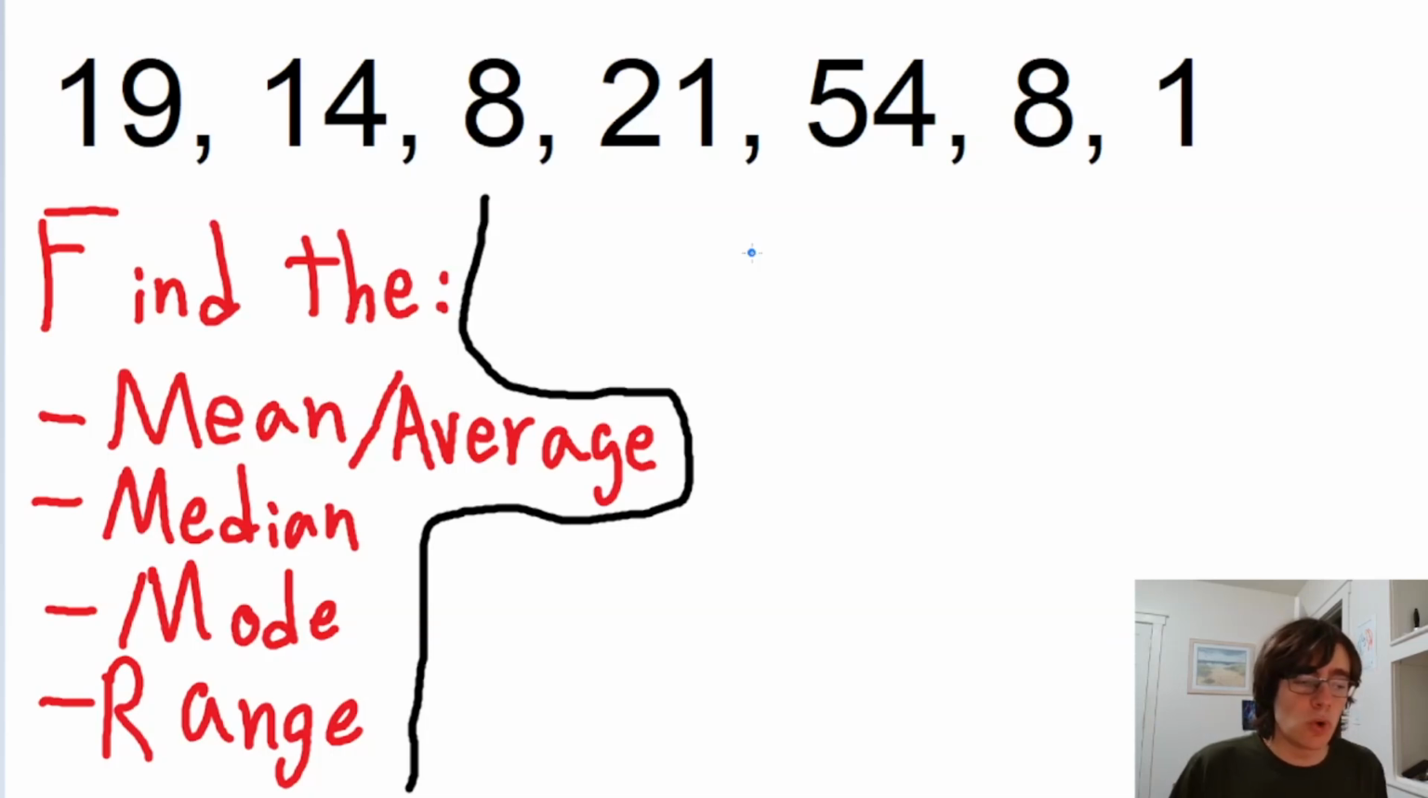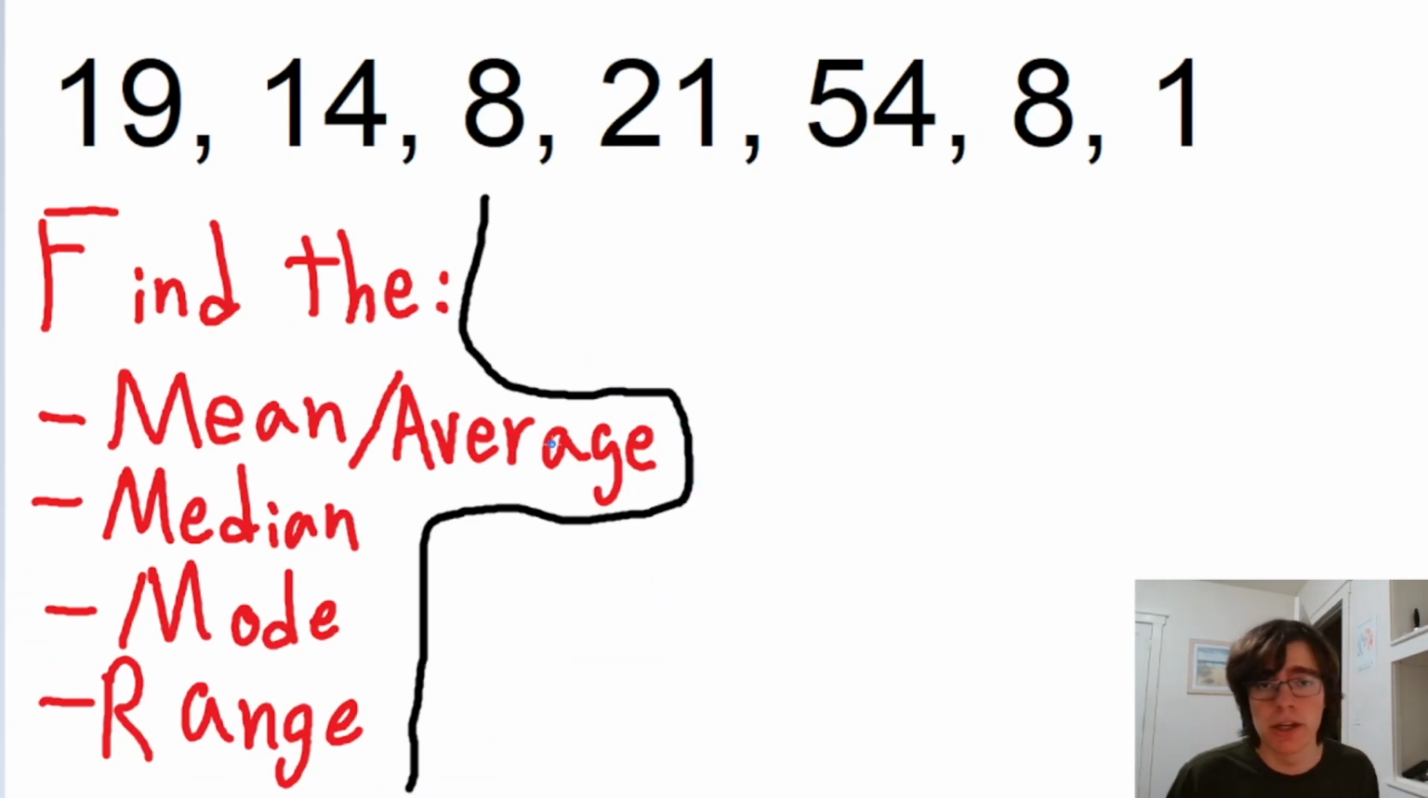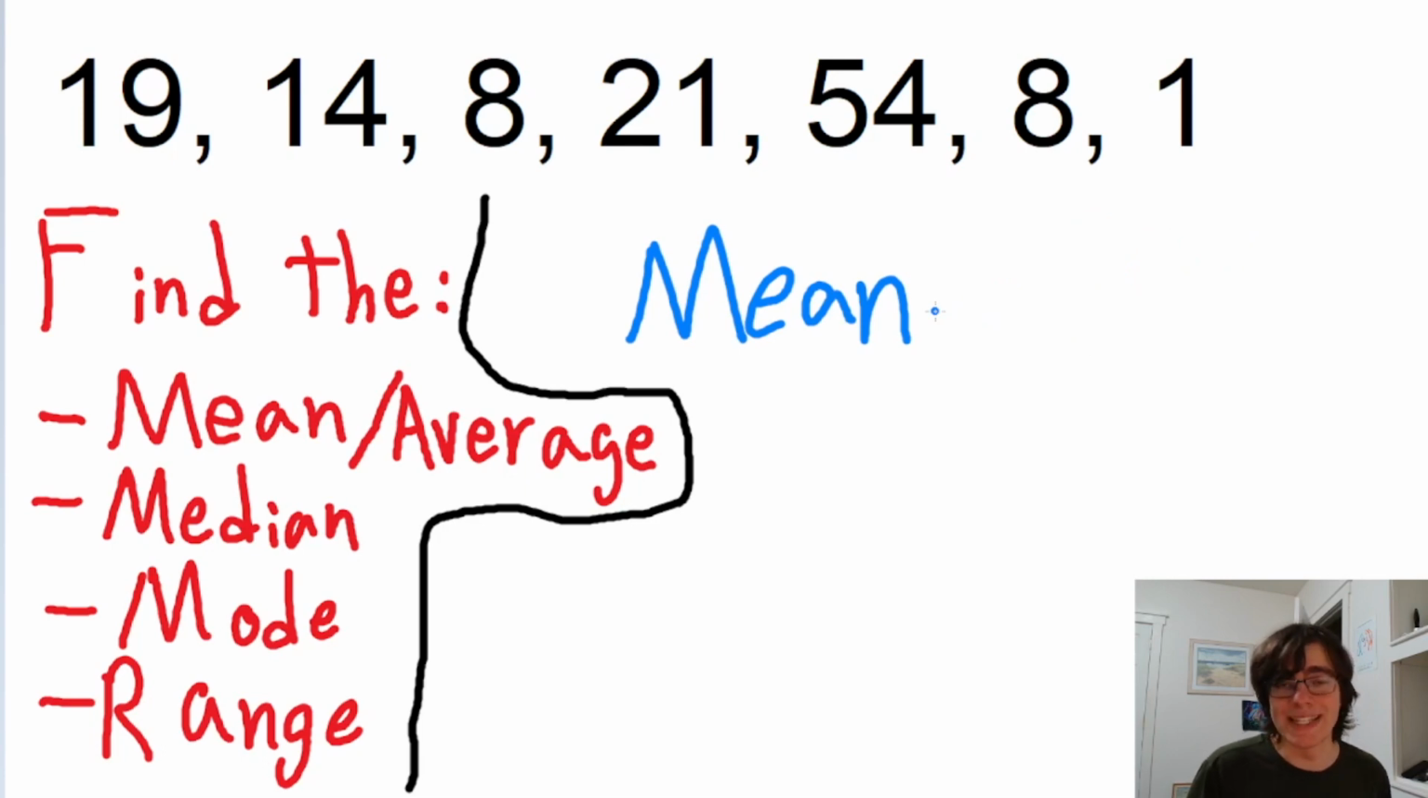So your teacher gave you a bunch of numbers, and you have to find all this garbage: the mean, median, mode, range. I'm going to show you how to find all those things. Let's start with the mean, also known as an average.